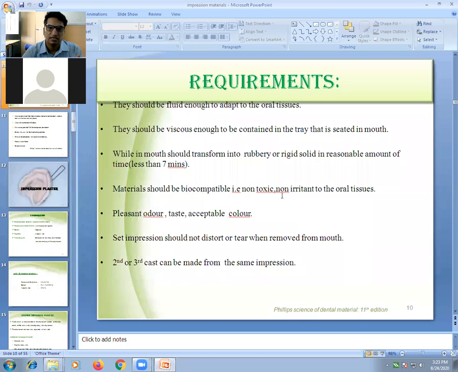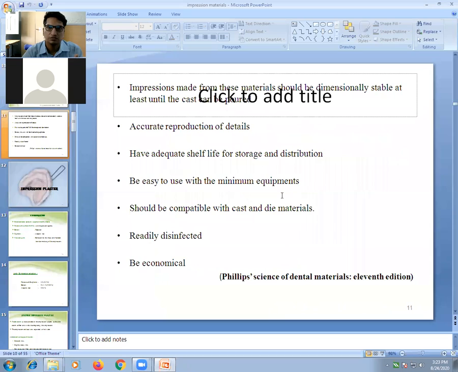Second and third, cast on units from the same patient. Dimensional stability: it should maintain its dimensional accuracy. It should record the minor tissue details. Then it should have an adequate storage period, so that I can use the same material for n number of patients.